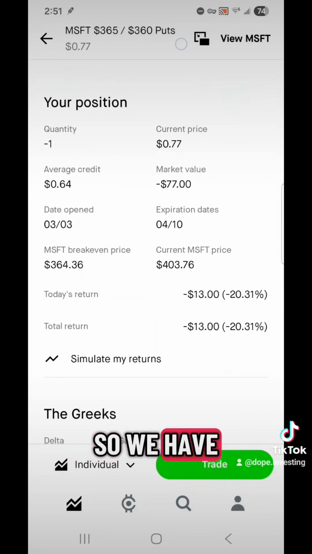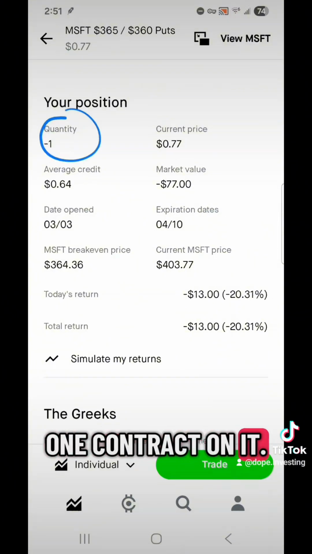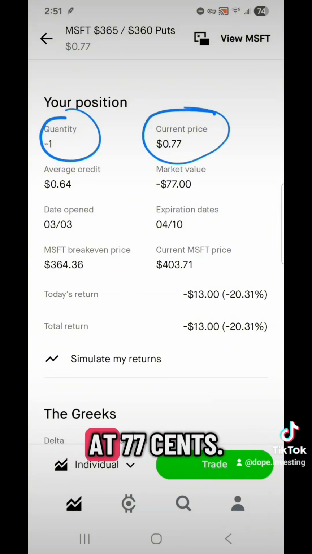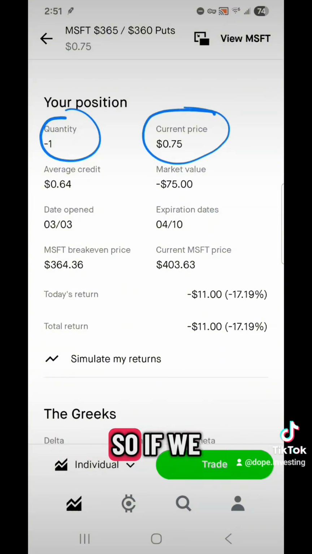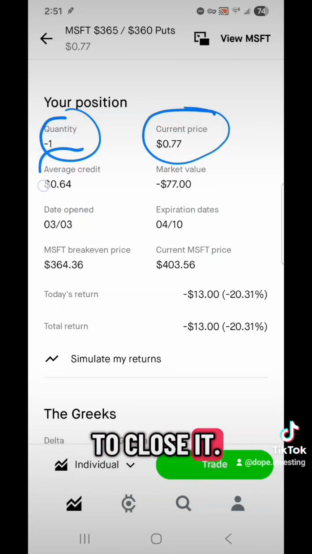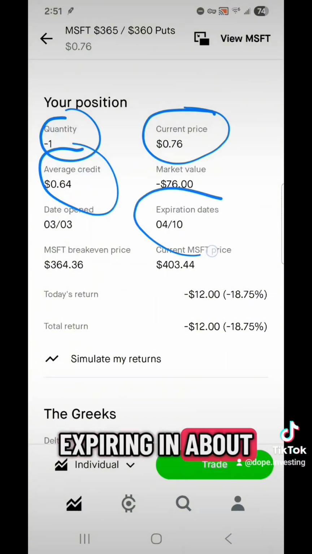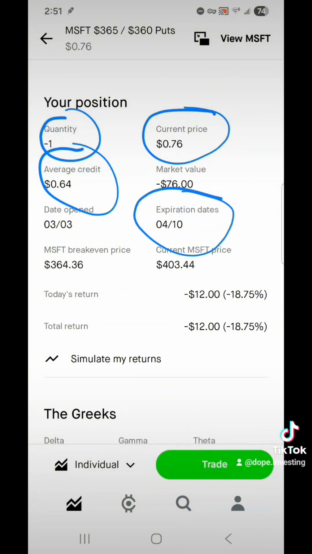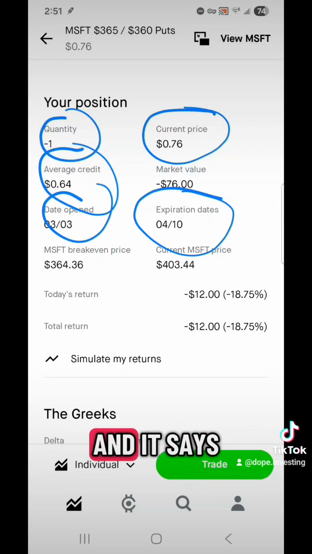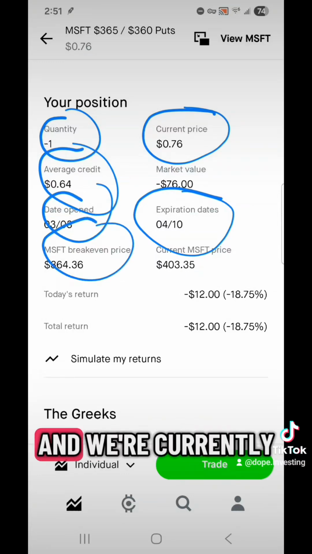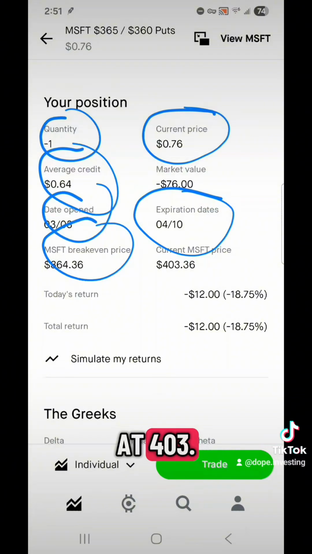So we have one contract on it. Current price is at 77 cents. So if we wanted to buy it back, we'd have to pay $75 to close it. Receive $64 to open it, expiring in about 40 days. Open it today, and it says break even price around $365, and we're currently at $403.